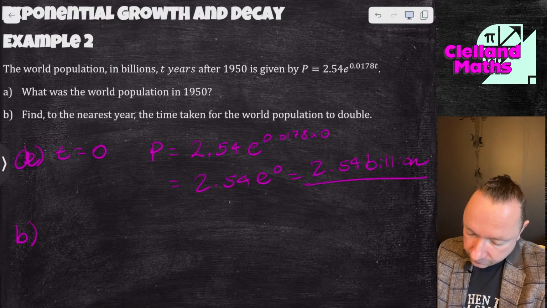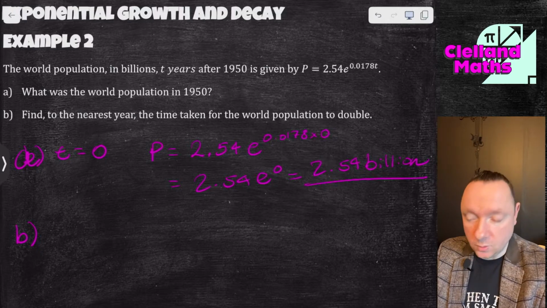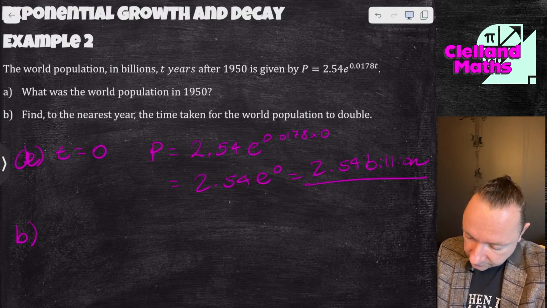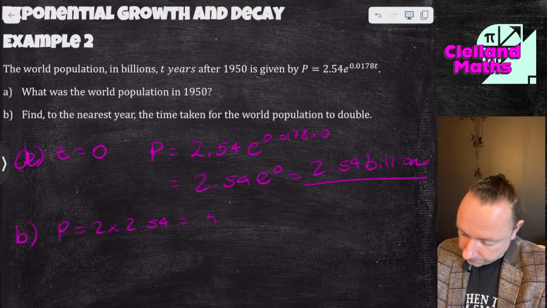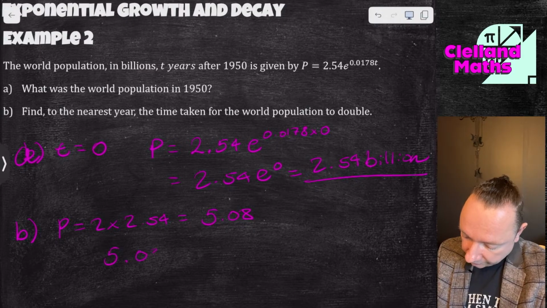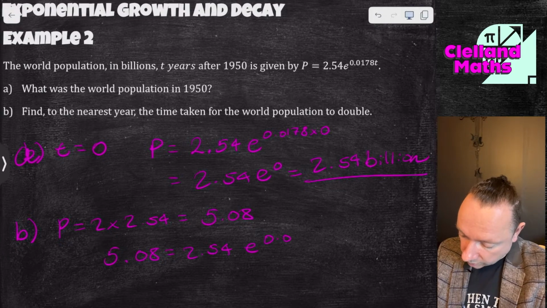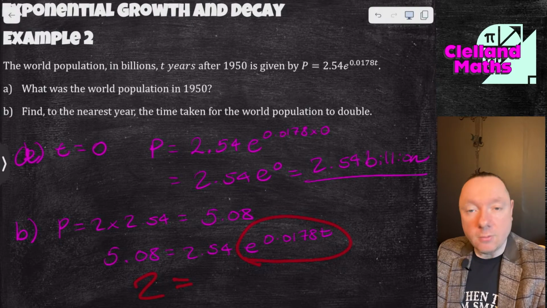Part B. Find to the nearest year the time taken for the world population to double. So if it doubles, we need to double the population. So that means that the population P is 2 times 2.54, which is 5.08. So we can say that our sum becomes 5.08 equals 2.54 e to the 0.0178t. But remember, we're going to divide by that here, which is going to give us a 2. So if we wanted to just go straight away, we could have said that 2 equals just this, and we would have got there quicker.